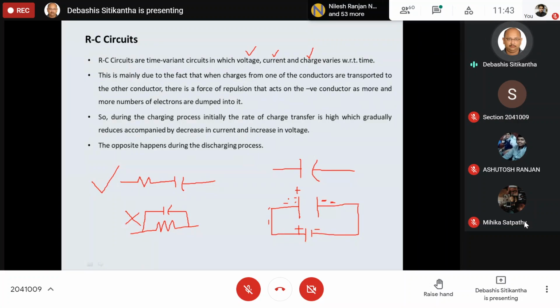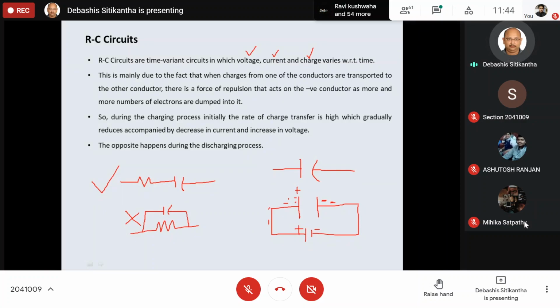So, in this way, we can say the voltage is going to increase in a gradual manner, whereas the current is going to decrease in a gradual manner. Similarly, the charge on the capacitor is also going to increase in a gradual manner. So, in total, I can say it is because of the repulsion between the like charges that the RC circuit behaves like a time variant circuit. Okay.